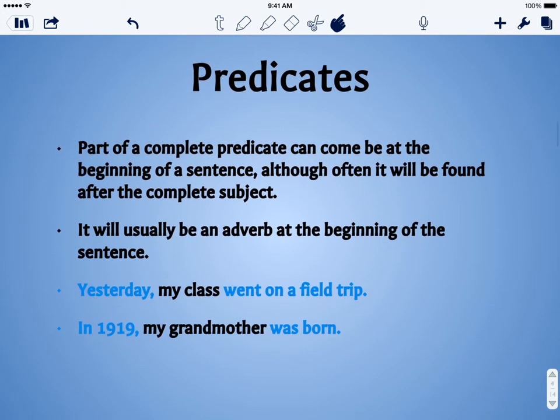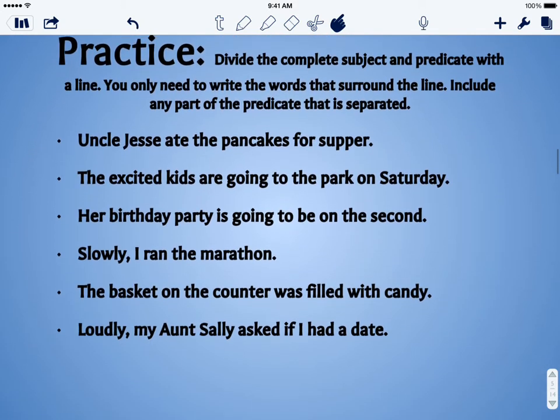So part of a complete predicate can be at the beginning of a sentence. Usually those are adverbs, like yesterday, or an adverb phrase, in 1919, because even though it's at the beginning of the sentence, it's modifying the verb, and so it belongs with the complete predicate.